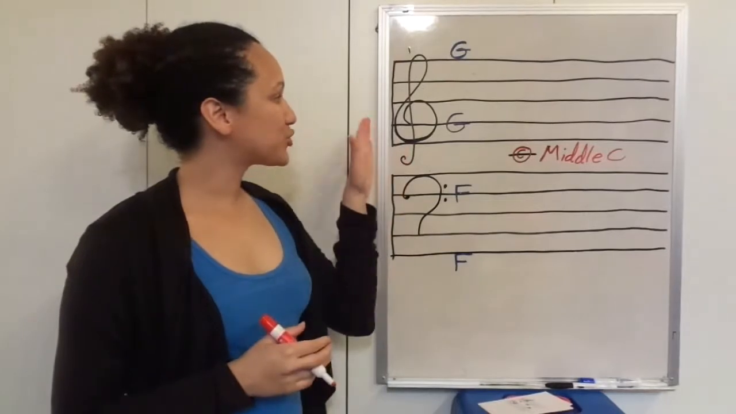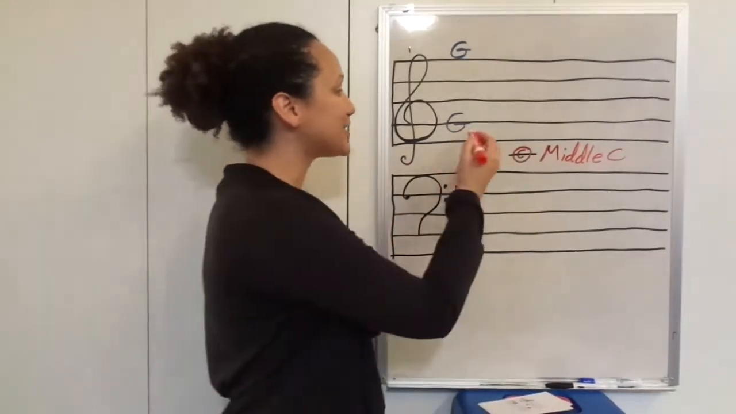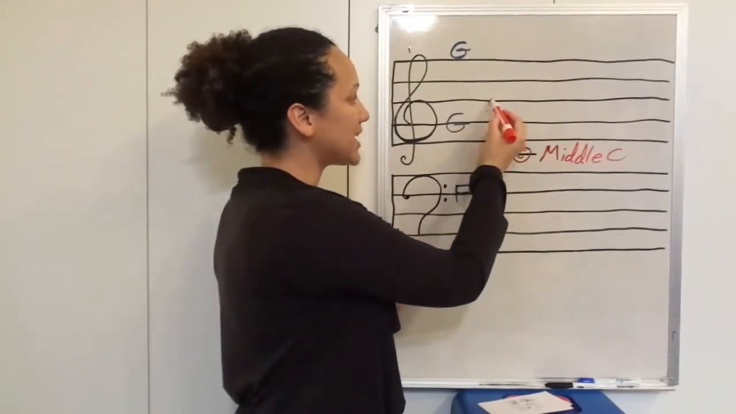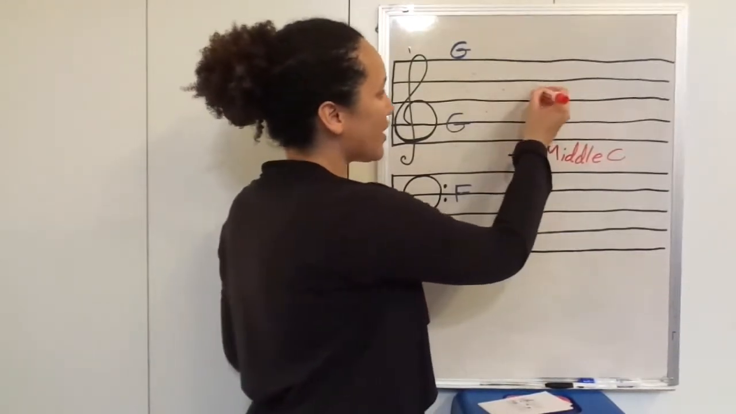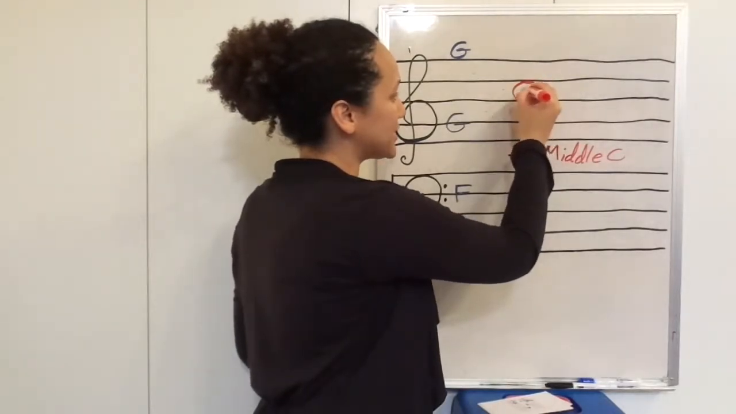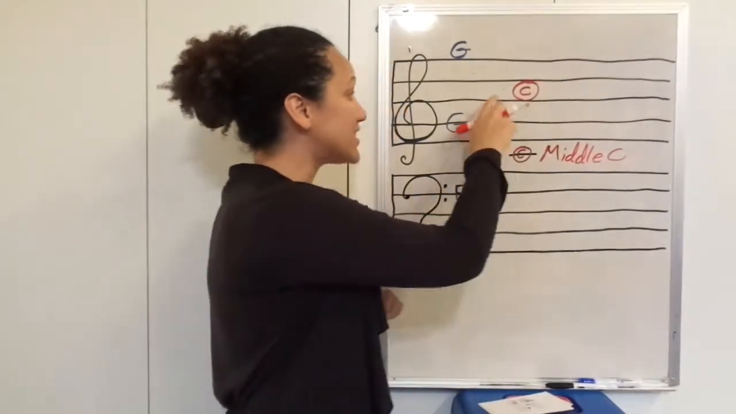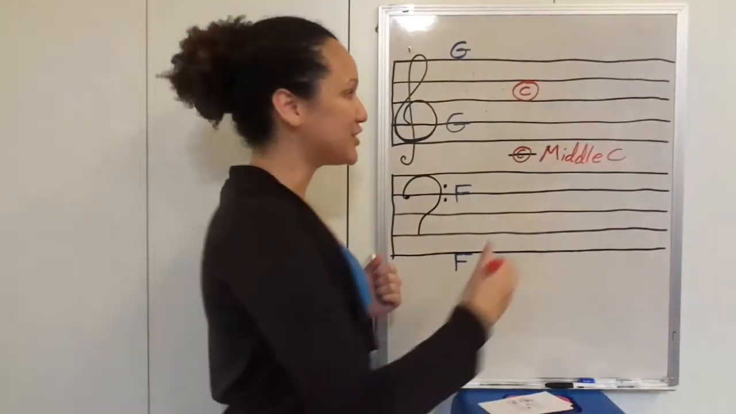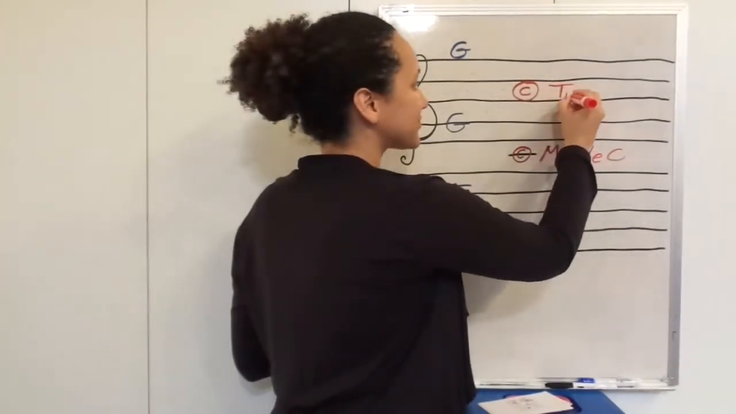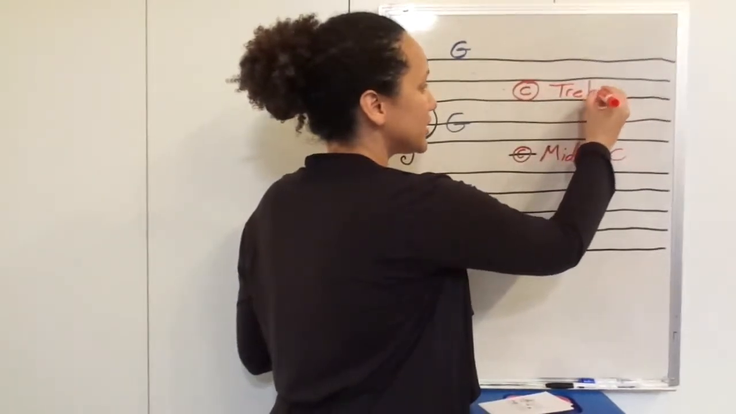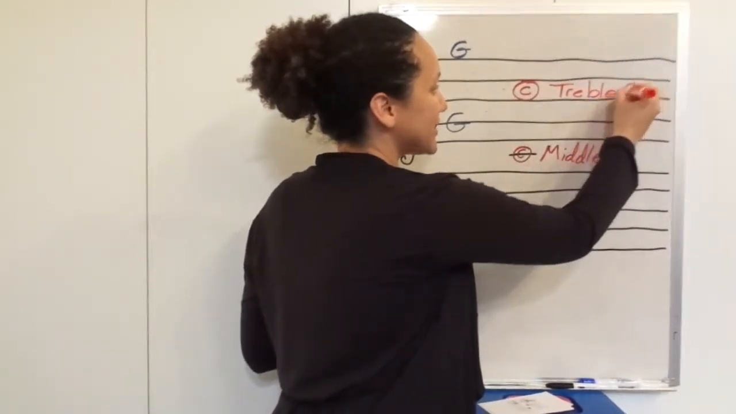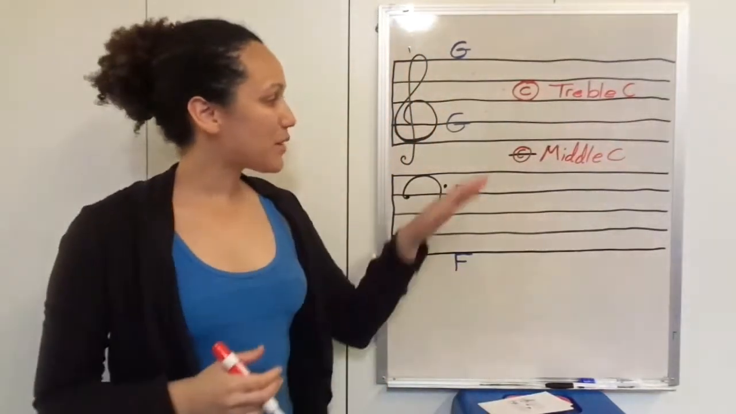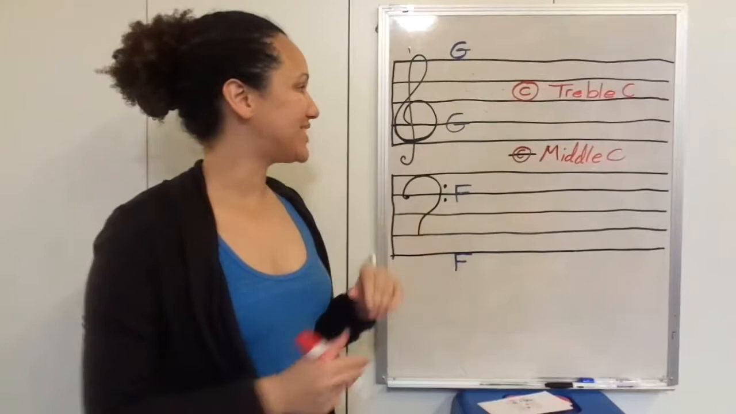Now what about the treble clef? Well, again, starting with the G, you go up, it's A, go up to the line, B, and then C would be on the space. So there's our other C. Now, because this one is on the treble clef, we call it treble C. So I'll write that here. Treble C. Let's make that a little more prominent. So now we have middle C and treble C.